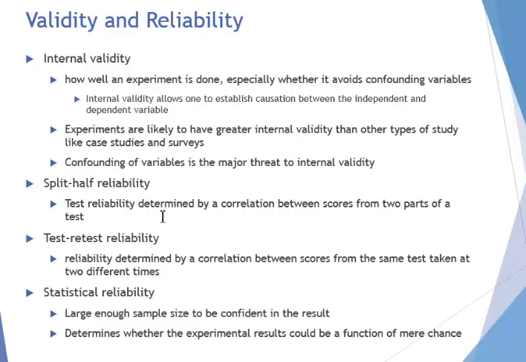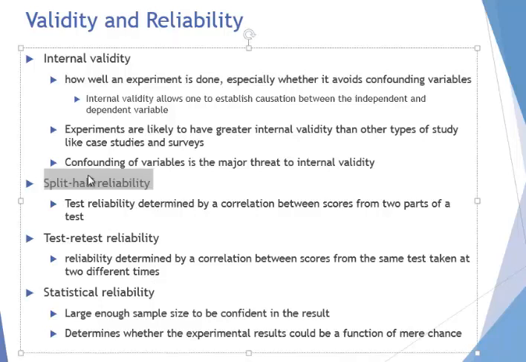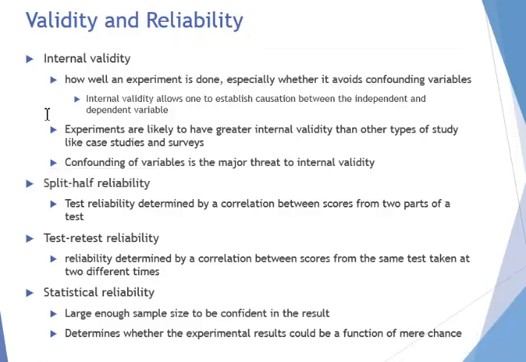Split half reliability is test reliability that's determined by a correlation between scores of 2 parts of a test. Really, split half reliability is usually used when you're talking about tests or surveys. It doesn't really apply when you're talking about experiments. But here is the idea: if you want to make sure that 2 parts of the test or 2 types of questions are measuring the same thing, compare the results. Take all the results of the first half of the test and take all the results of the second half of the test from the same person.